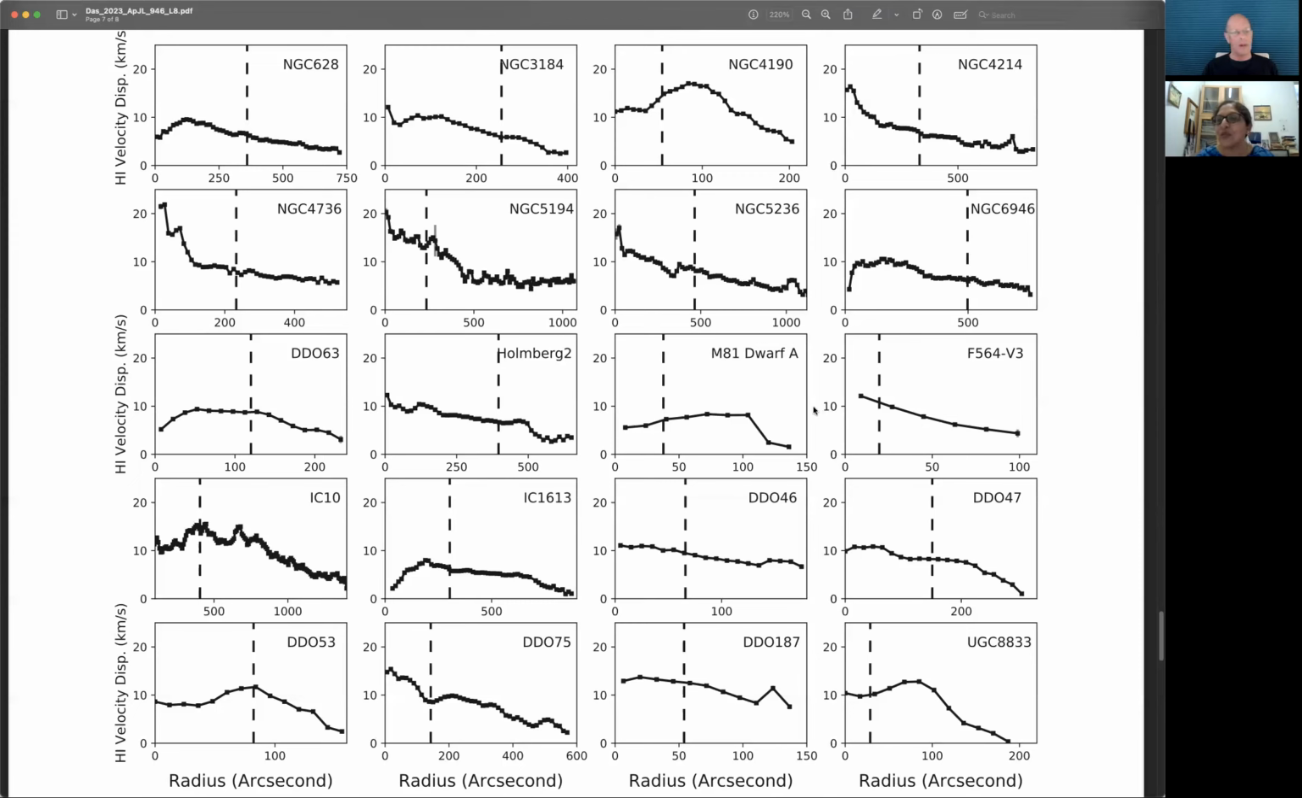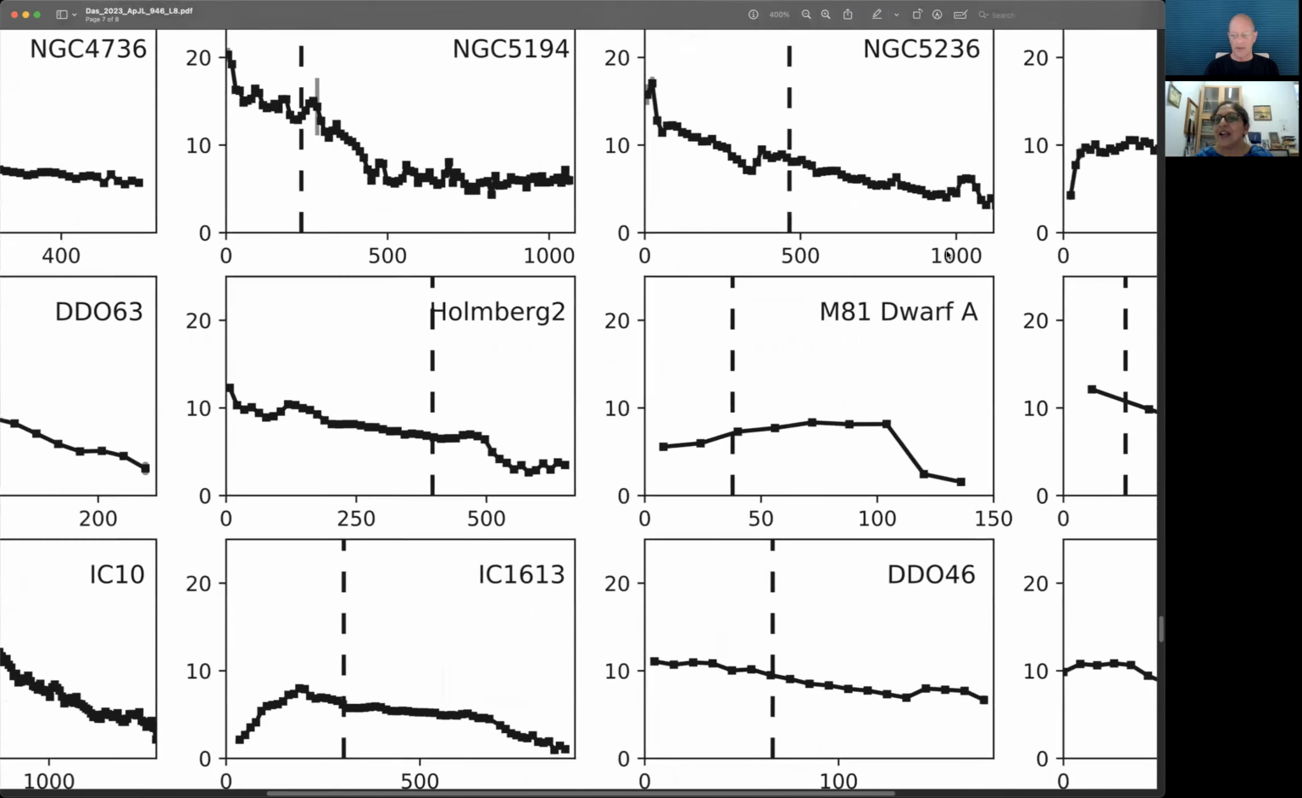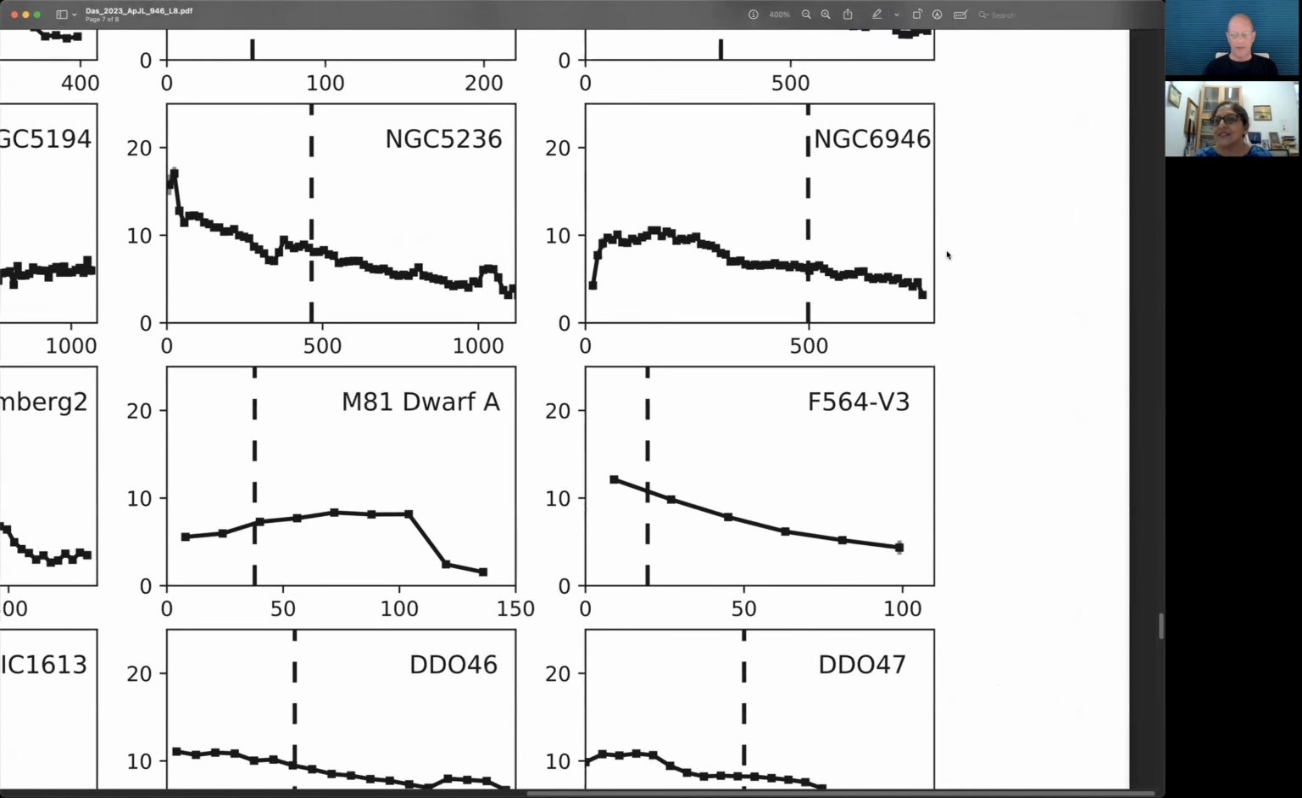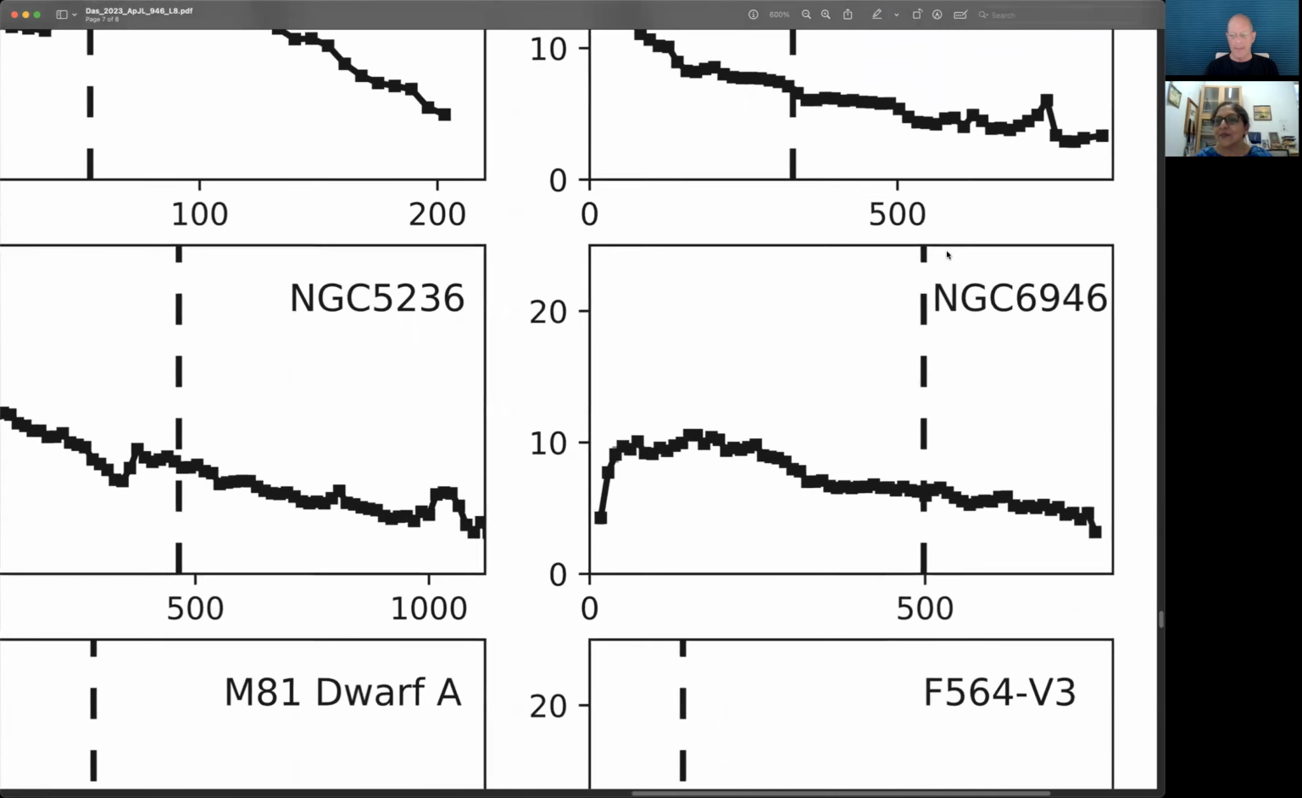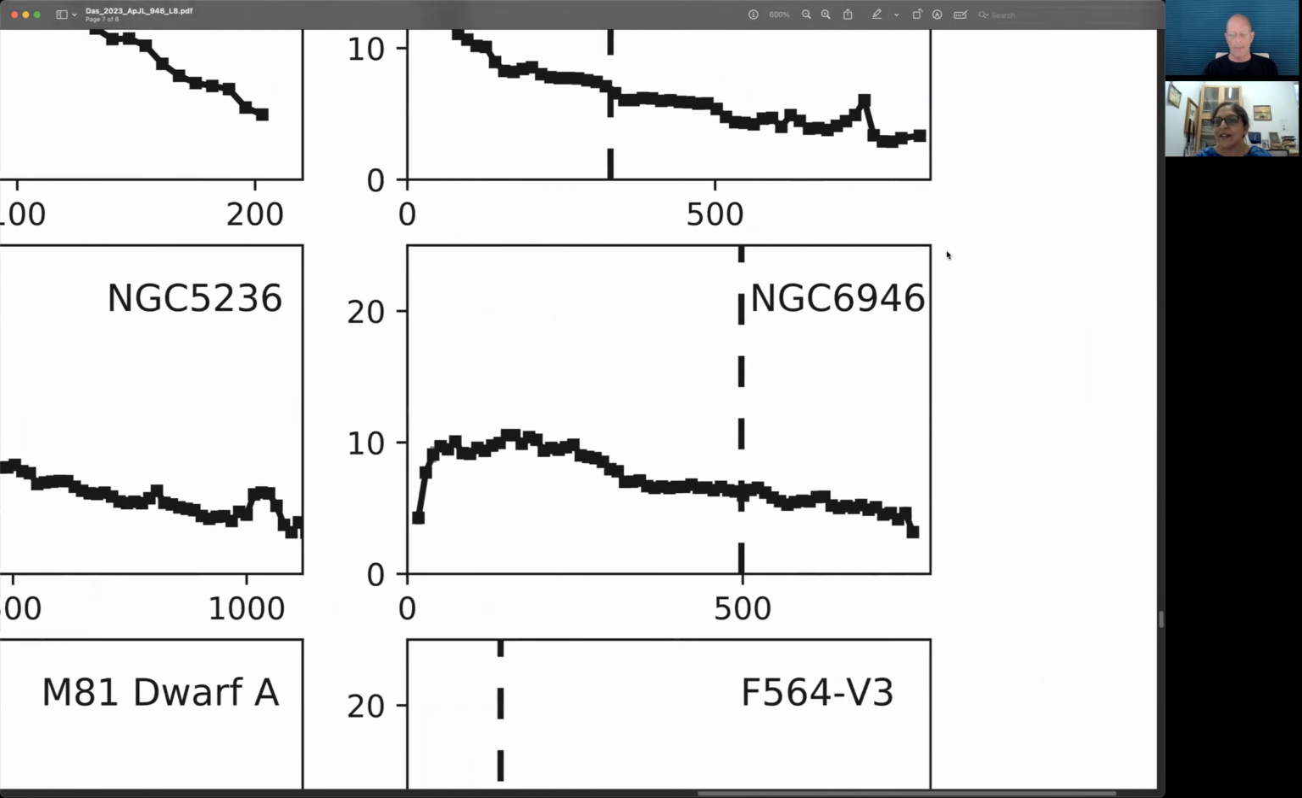So you can see some of them, actually, one of them I found really amazing, and that is 6946 in the second row. Let's zoom in on that one a little bit. You can see here, 6946, even after the R25 radius, it's still continuing as flat. It's flat, yeah. And that really amazed me, because in those radii, there are no stars. There's no real stellar disk.